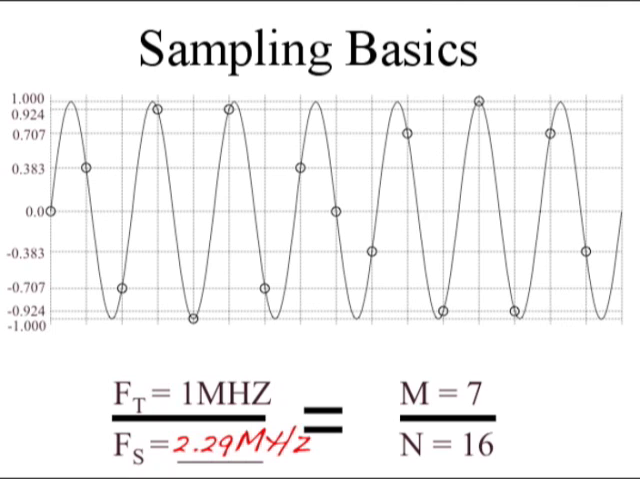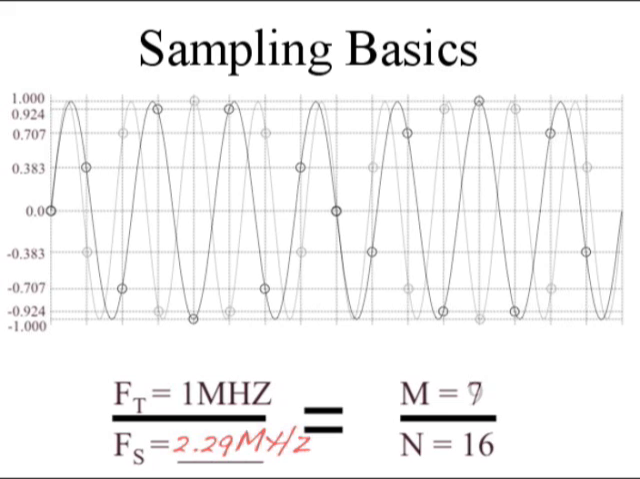Another guy named Shannon said something about that. You might not quite remember those, but we'll talk about that later. When M is about half of N, then you're going to have about 2 samples per cycle. Okay, we're going to keep pushing M up.